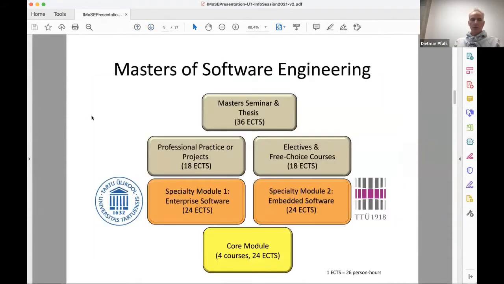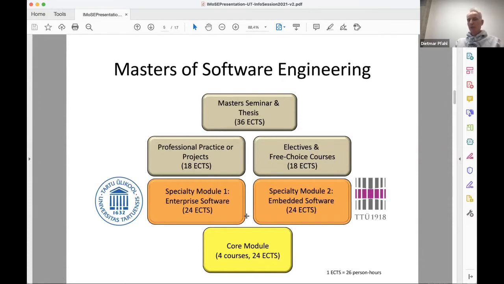Good. The program as such is organized similar to the program in computer science. There is a core module consisting of 4 courses. The main difference to the computer science program is, of course, the courses are slightly different than the core module courses in the computer science program, but also it is split between University of Tartu and TalTech, meaning that 2 courses are taught in Tartu, 2 courses are taught in TalTech. I will explain how this logistically works in a moment. Let me first continue with the structure of the program.